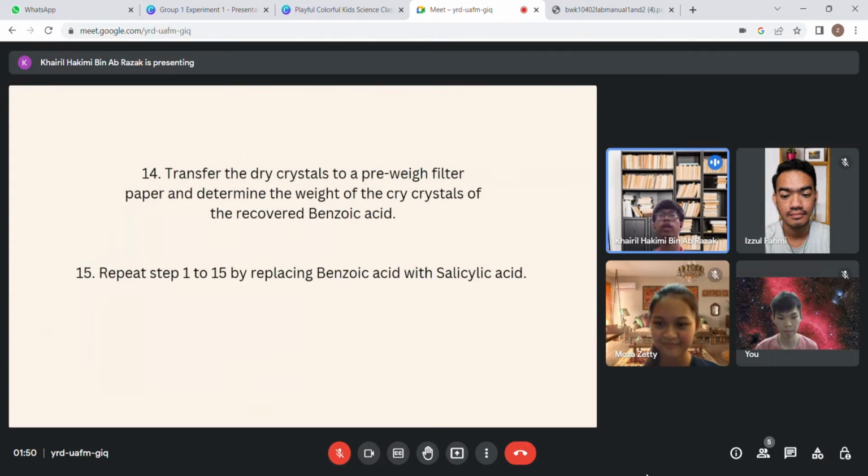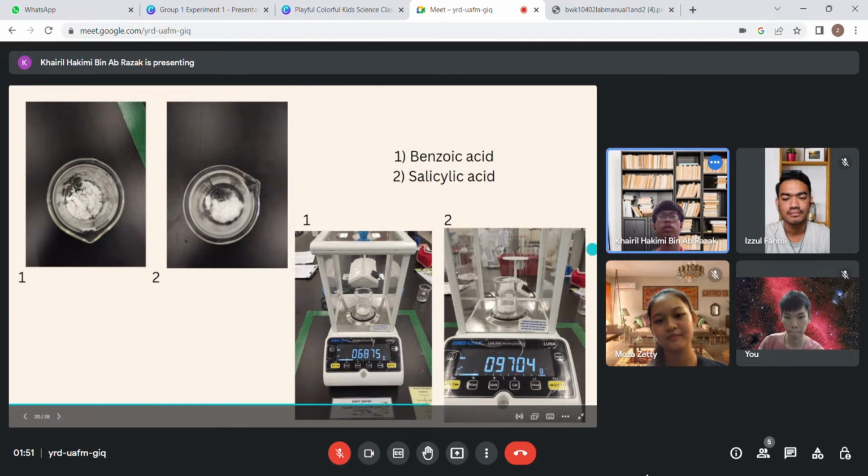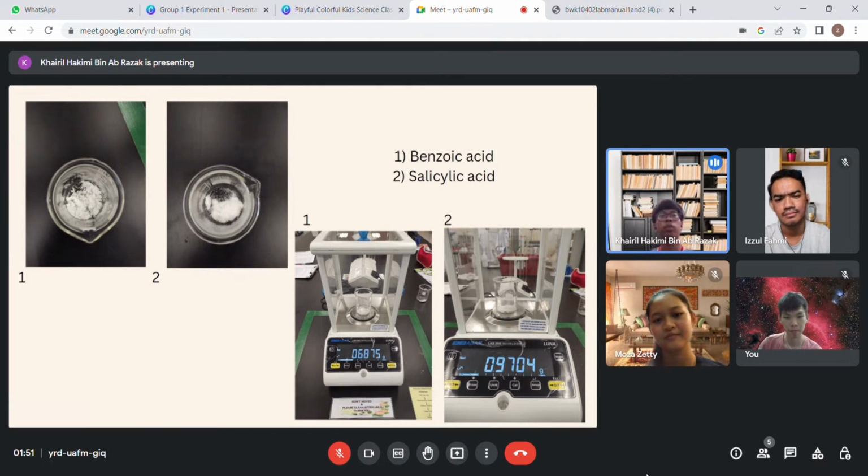Then transfer the dry crystals to a pre-weighed filter paper and determine the weight of the recovered benzoic acid. And 15, repeat steps 1 to 15 by replacing benzoic acid with salicylic acid. You can see picture number 1 is for benzoic acid and picture number 2 is salicylic acid. The mass of the benzoic acid is 0.6875 gram, and for the salicylic acid it is 0.9704 gram.